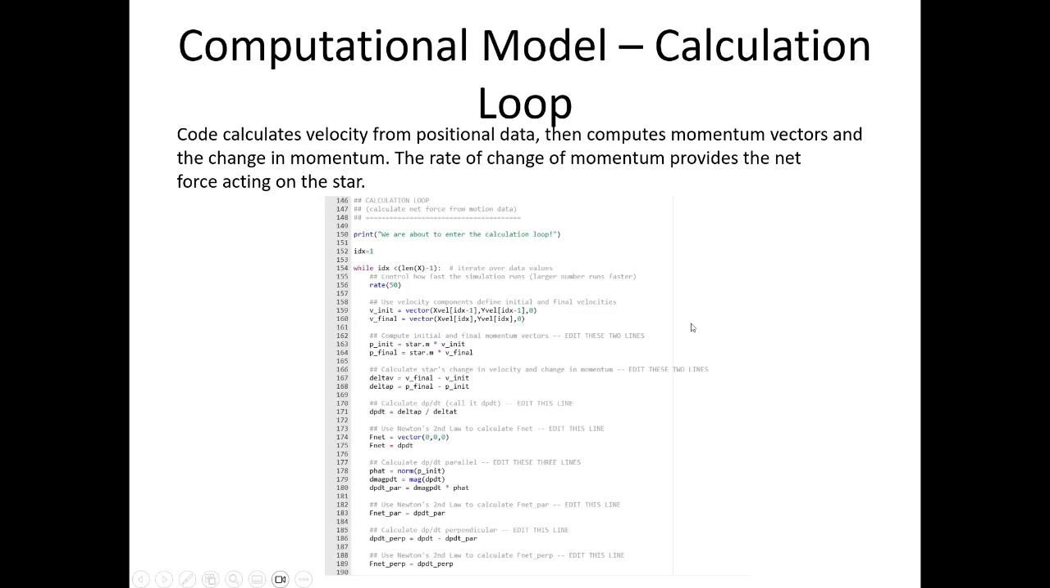So now I'll explain how the computational model works. The program begins by calculating the velocity of the star using changes in its position between each time step. From this velocity, the program calculates the star's momentum using the equation p equals mv. Next, the change in momentum is calculated between two consecutive time steps. Dividing this change of momentum by the time interval gives the rate of change of momentum, which according to Newton's second law is equal to the net force acting on the star. This force is then separated into parallel and perpendicular components, so we can analyze how the force affects both the speed and the direction of the star's motion.